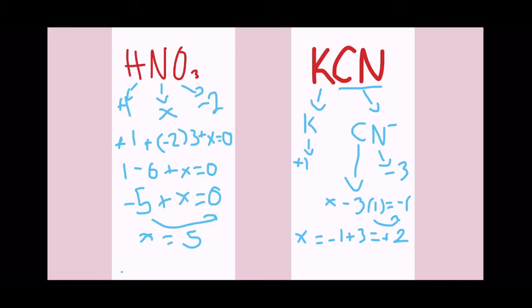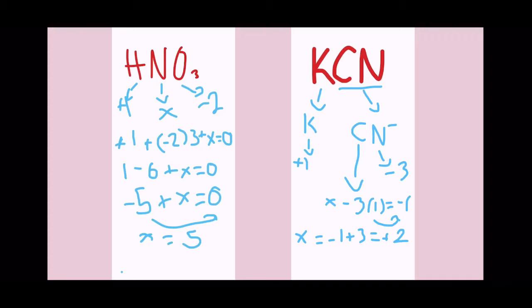So hydrogen only has one atom, so we put +1. Oxygen has 3 atoms, so we multiply its oxidation number by 3 because it has 3 atoms. And X is unknown, so we add X and we make it all equal to 0 because it's uncharged. After doing simple math steps, you'll figure out that it's 5. The answer is 5.